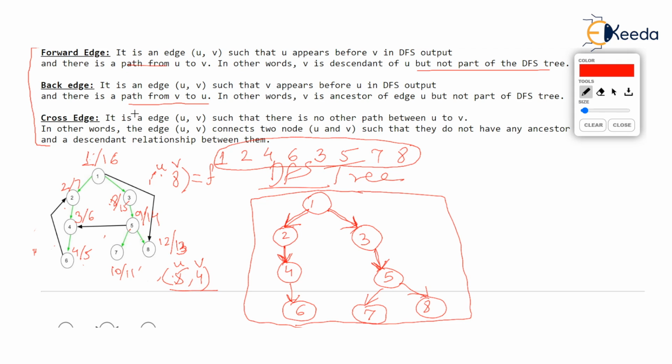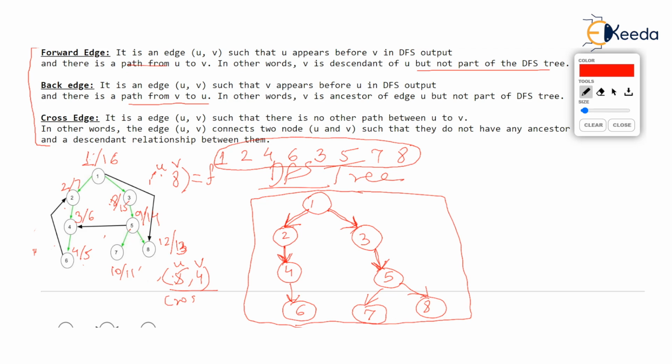You can see a cross edge is the one where the edge exists in the graph and it is not added in the tree, and there is absolutely no other path from v to u. There is no way to go from v to u. If v appears before u, then such an edge is called cross edge. Cross edge.